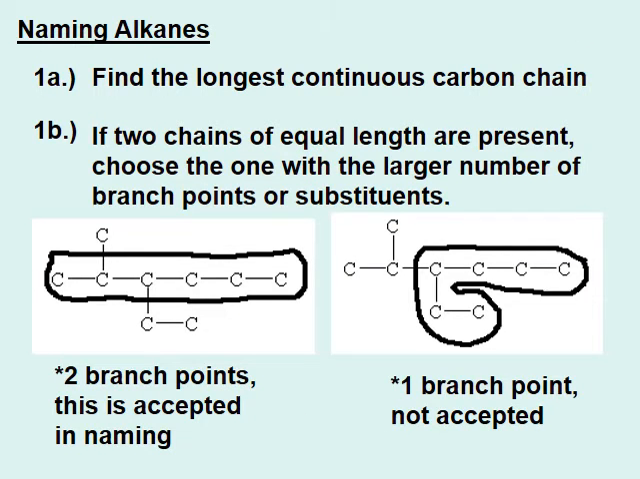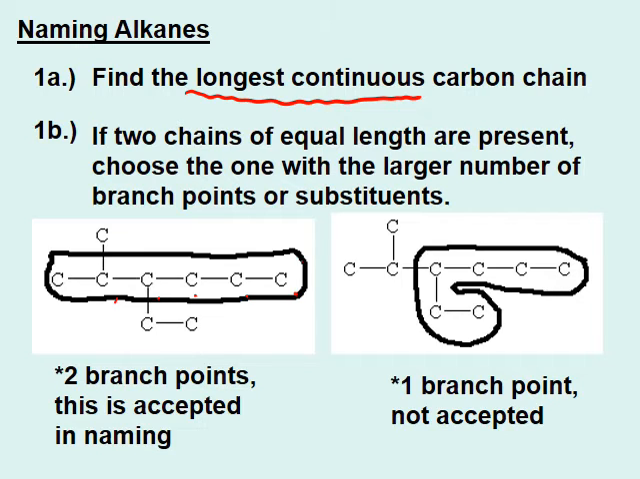In this slide, we're showing you how to name alkanes. Before you name a compound, try to find the longest continuous carbon chain. Like in the two examples that I have given below, this is the longest chain that I could think of. No matter from which side you start, you'd get 1, 2, 3, 4, 5, 6, which are highlighted, having six carbon atoms.